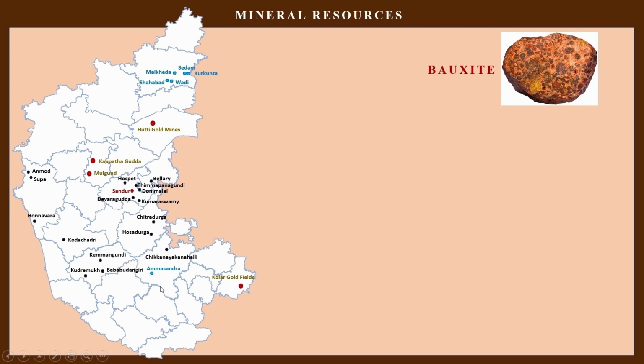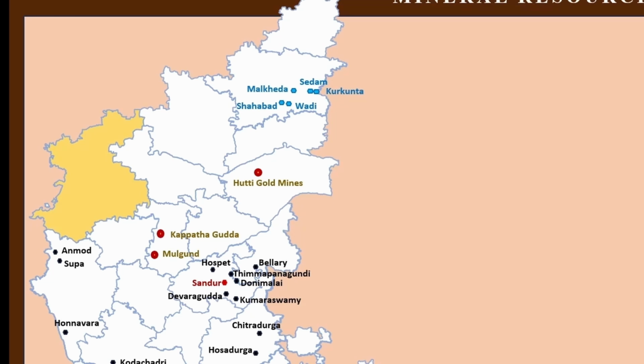Moving on, we are studying about the bauxite reserves. Whenever you hear bauxite, it is a principal ore of aluminium, right? Aluminium means bauxite. So, where is it present in Karnataka? It is mainly present in the districts of Belgavi. Karnataka's primary source of bauxite is Belgavi district itself.